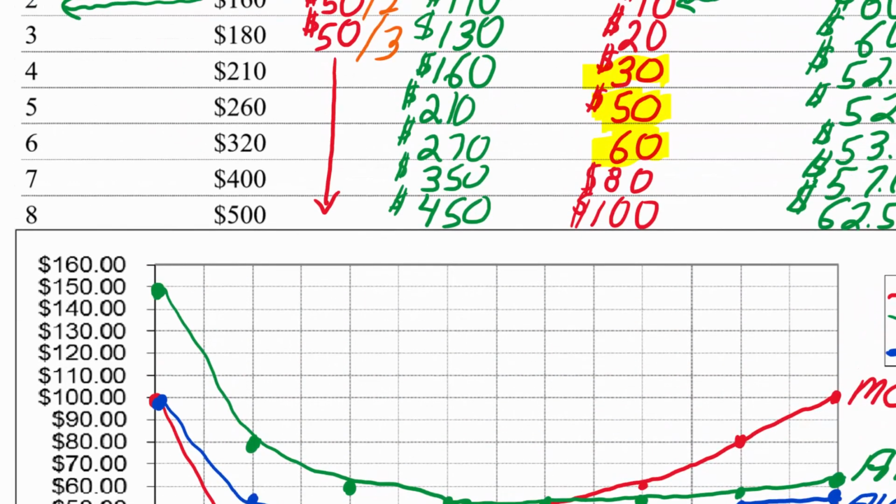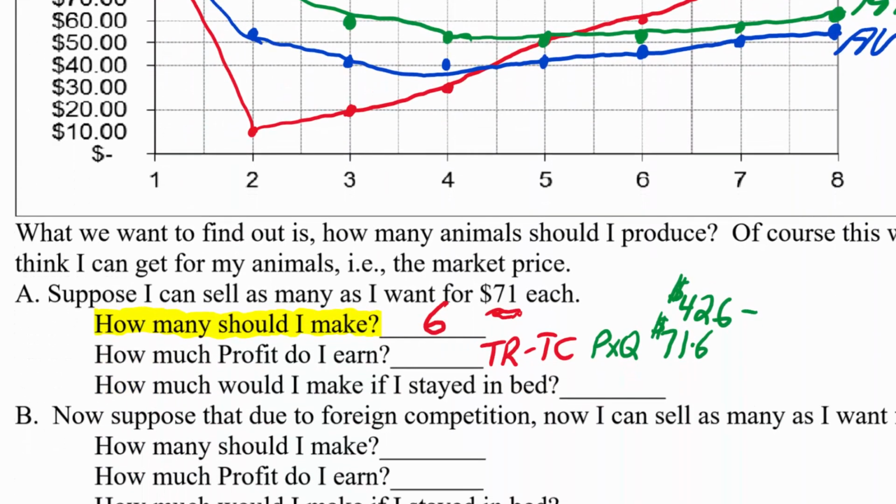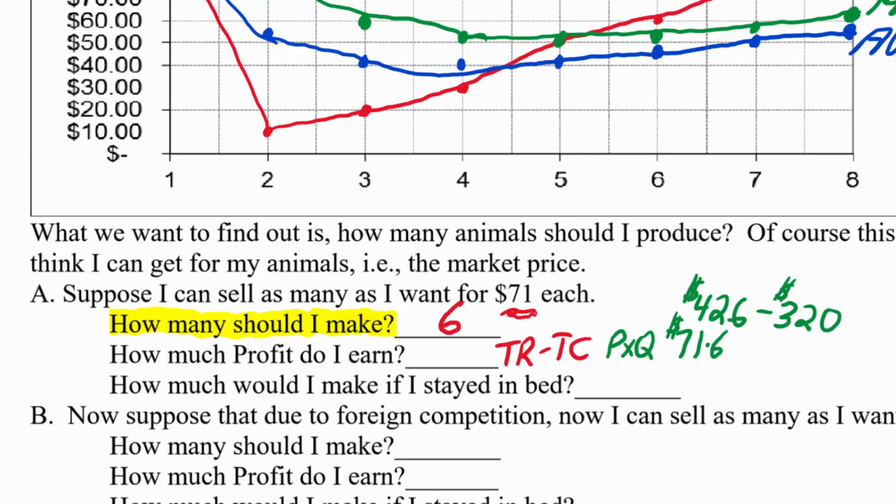How much are our total costs? Well, we can look those up from the table. When we're producing 6 units, that's $320. So 426 minus $320 in total costs. The profit is going to be $106. So this was a good day.